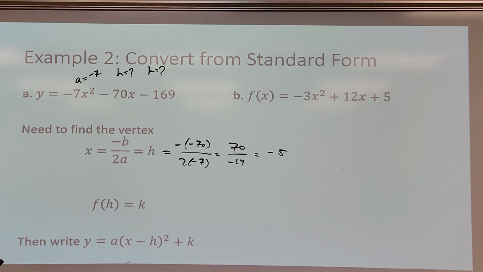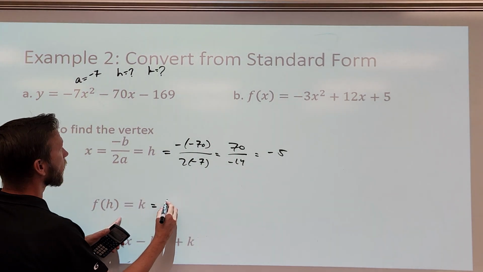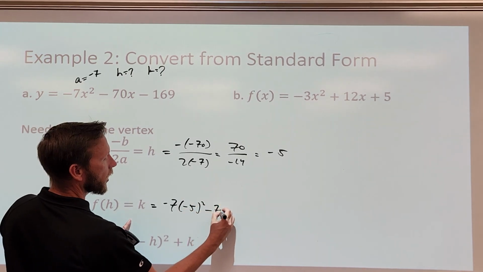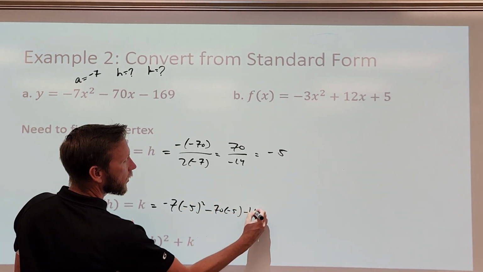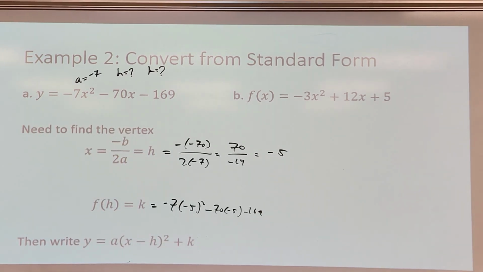Oops. 70 divided by negative 14 gives us negative 5. Okay, good. So we did that correctly. And then to find the k value, we're going to plug in negative 5 here and here to find out what that expression is. So again, we're going to use our calculator. Let the calculator do the work.